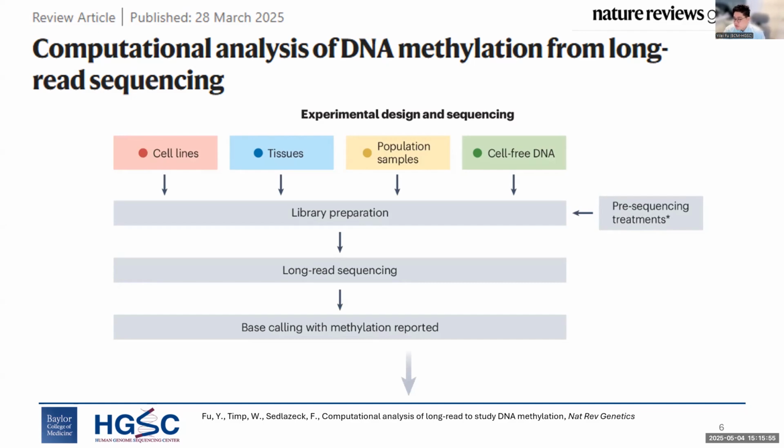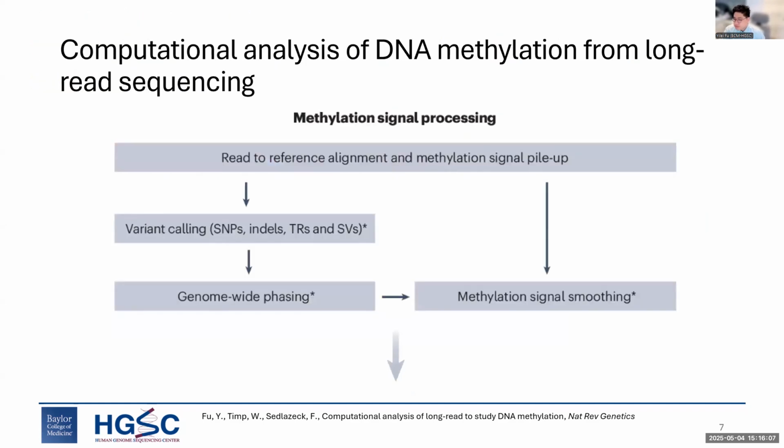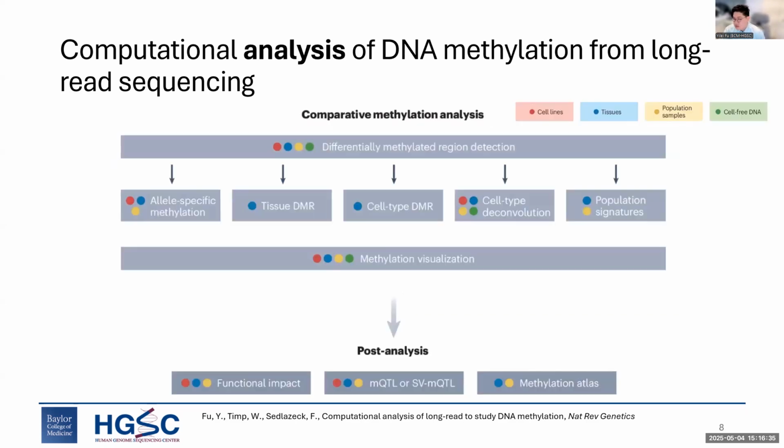The base calling step could be performed with the sequencing company software, but there are other third-party software that could support more DNA modification types. After sequencing, reads are aligned to the reference genome to identify or base call methylation modifications across the genome. Long reads enable efficient variant calling that includes single nucleotide polymorphisms, which we call SNPs, insertions, deletions, tandem repeats, and structural variations, further leading to optional genome phasing and methylation signal smoothing steps.